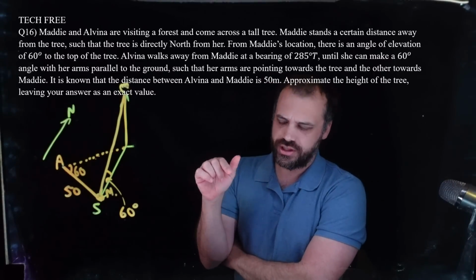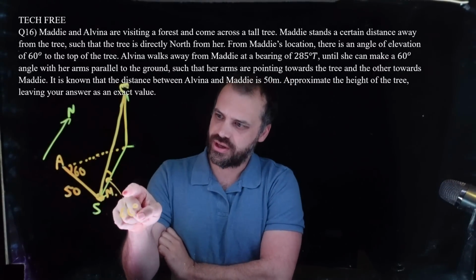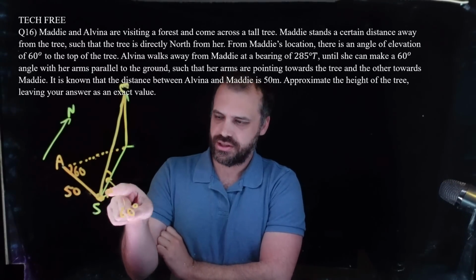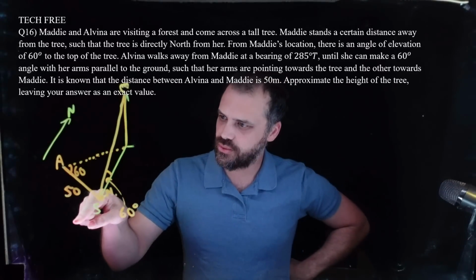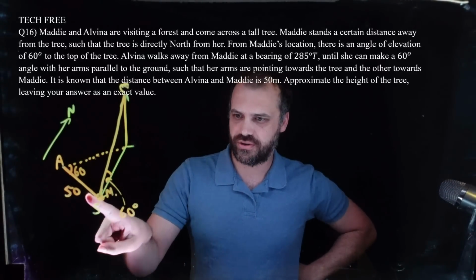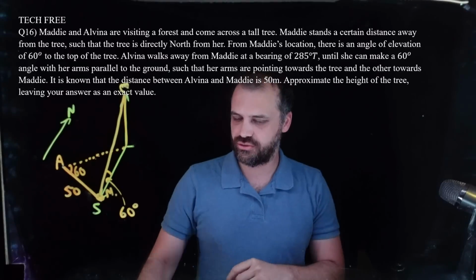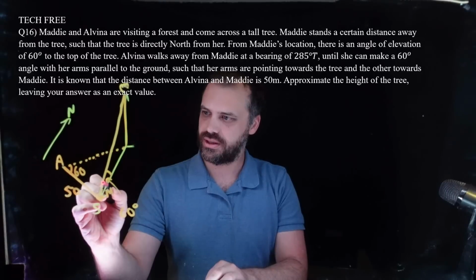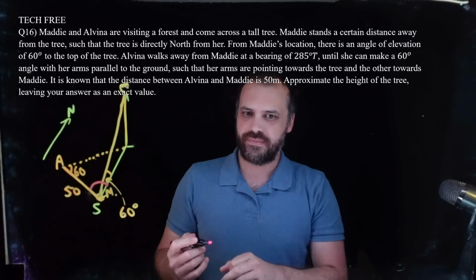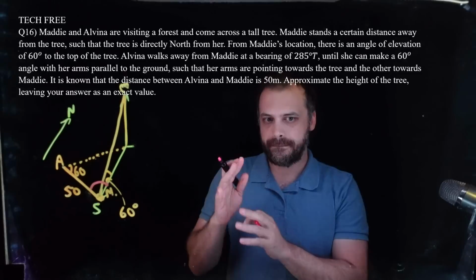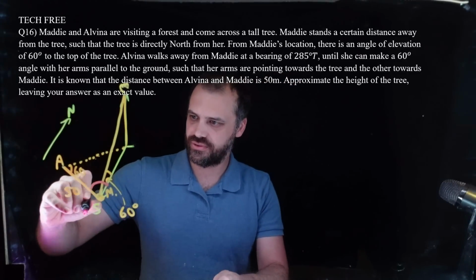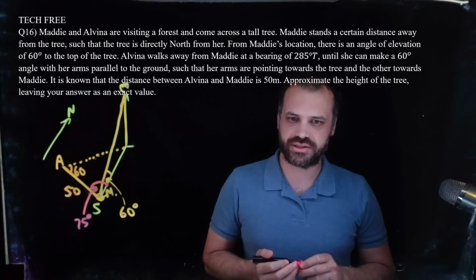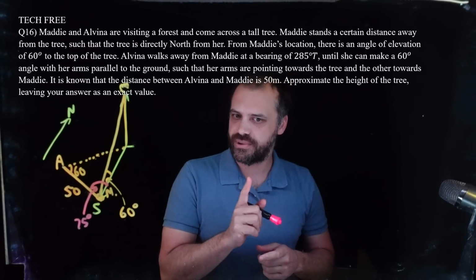Something I didn't draw on here was the fact that the angle around there, or all the way to there, is 285 degrees. So if that angle from there all the way around to there is 285 degrees, then the angle inside the triangle itself, so between here and here, is 360 minus 285, which is 75 degrees. That's important information, right?